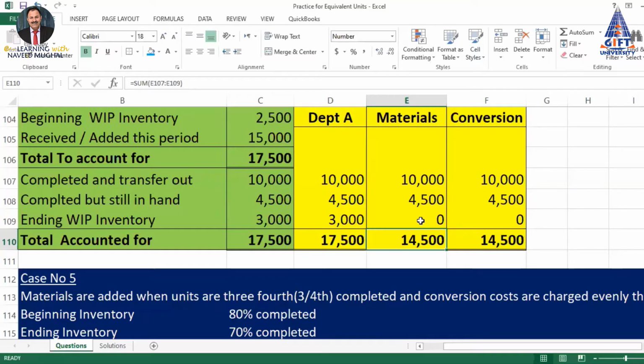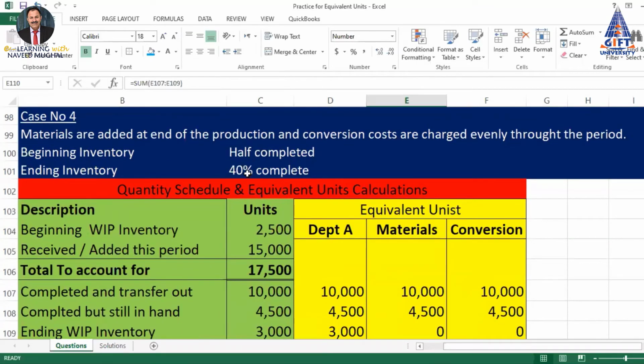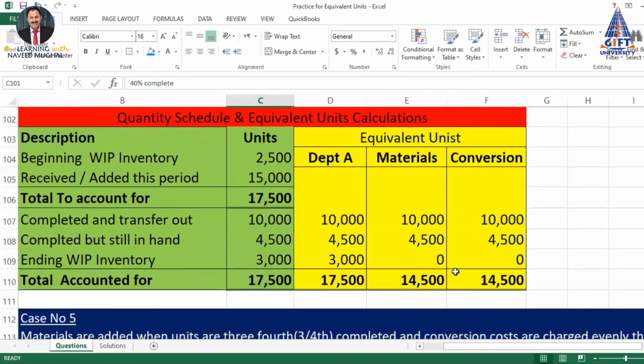Examples of such materials are packing materials. When a unit is completed, then we pack it. So in this scenario, at the end of the process material is added, because these units are not yet completed, they are in process. When they are complete, then we will add that material. So we will have 0% completion with respect to materials.